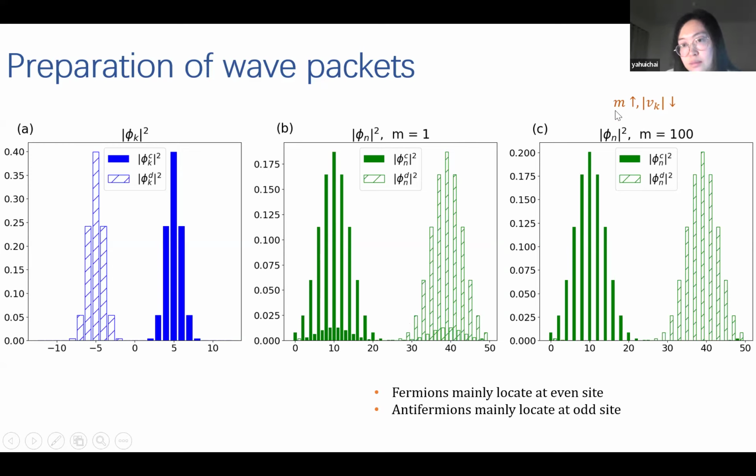And if we increase the mass, then this factor will be decreasing. And we can see the fermion almost only locates on the even sites, and the antifermion almost only locates on odd sites.